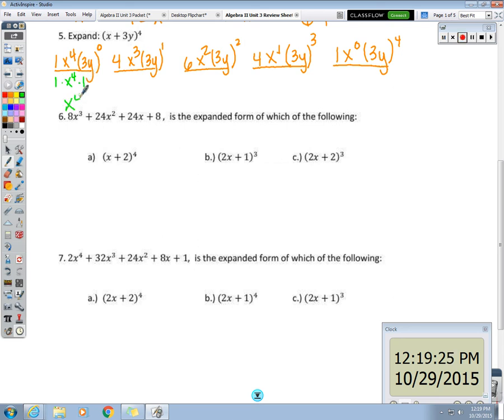X to the 4th. Okay, the next one, we have a 4 times a 3y. Well, just break it into two parts. What's 4 times 3? Positive 12. What's x cubed times y? X cubed y. Because you can't actually multiply them. They're two different variables. You just mash them together. Okay, for the next one, I have a 6 times an x squared times 9y squared. You square the 3, which is 9, and the y, which is y squared. Okay, now what do you get when you multiply all that together?